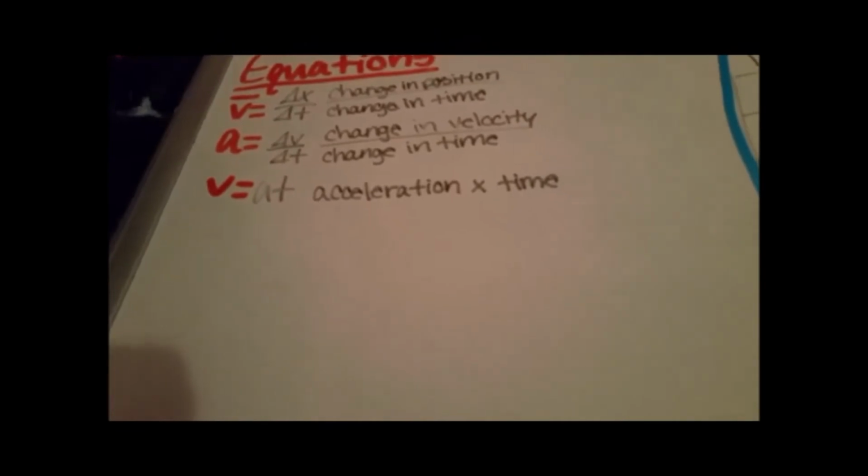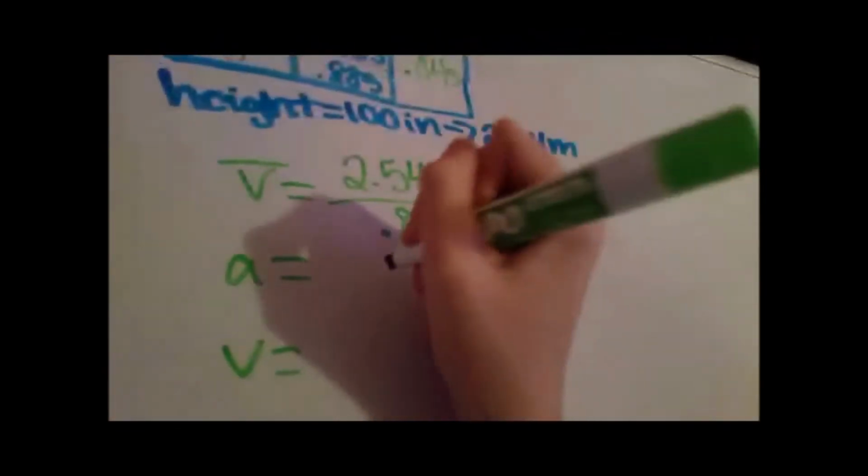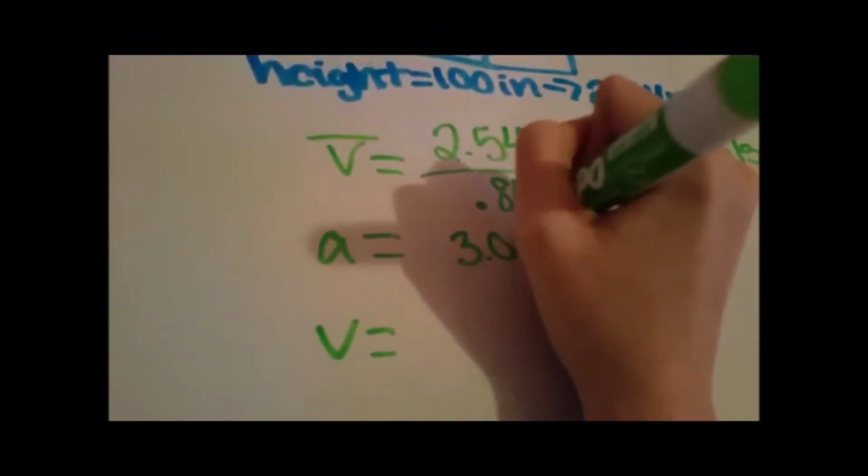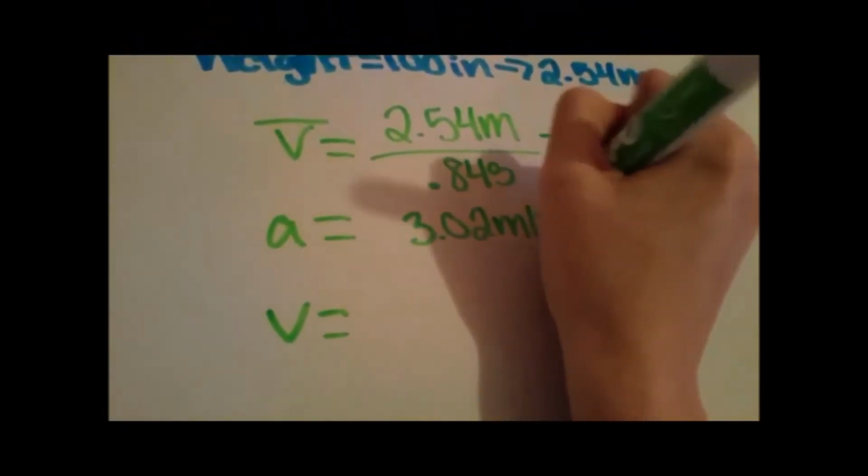Then acceleration is the change of velocity over change of time. So we just figured out the average velocity, so you take 3.02 meters per second. And for this time, you have to take whatever your average time is divided by 2.